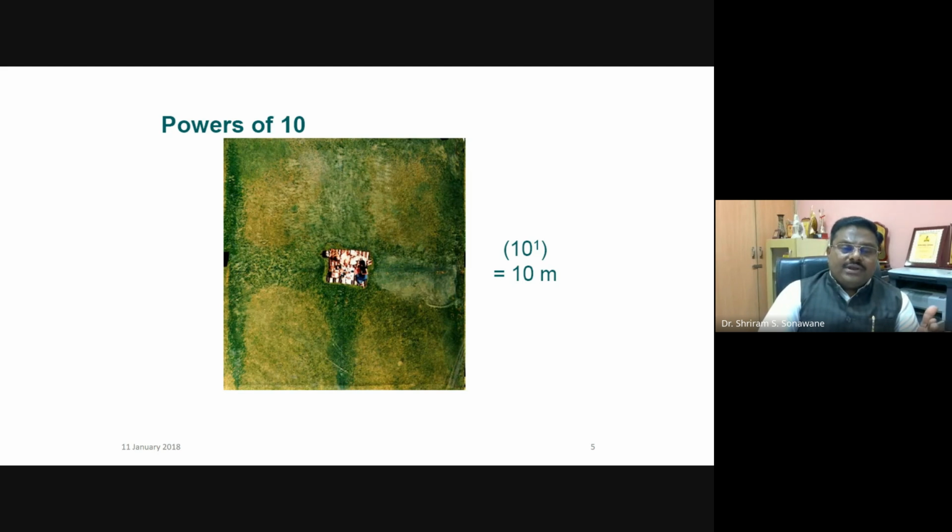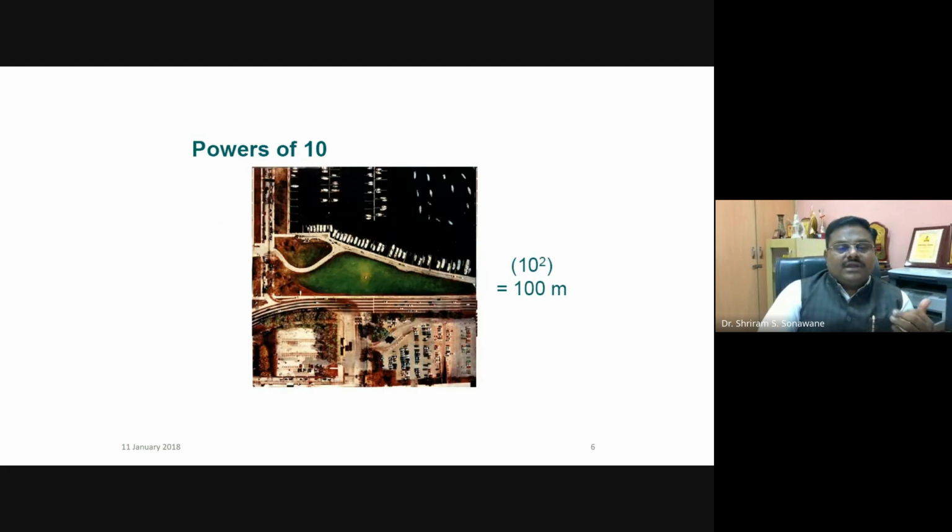Now we are going further ahead distance-wise. So this image is captured from 10 meters of distance. Next slide. Then at 100 meters, you can see a very small figure, that fellow is looking at us. Next.